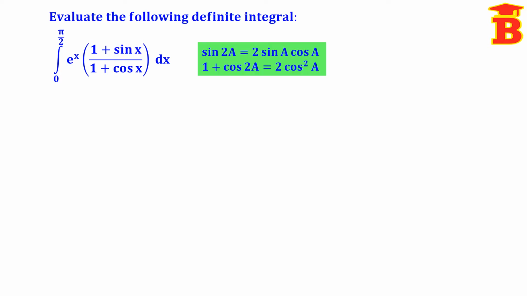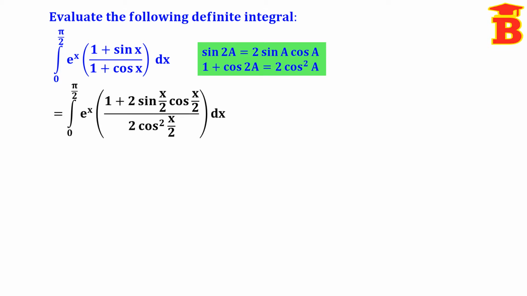Numerator, for this sin x, we can use the formula sin 2a equal to 2 sin a cos a. For this denominator 1 plus cos x, we use the formula 1 plus cos 2a equal to 2 cos squared a. So next step, this is 0 to pi by 2 e power x into 1 plus, for this sin x, using this formula, see the formula, left side 2a, right side half of that angle, that is a.